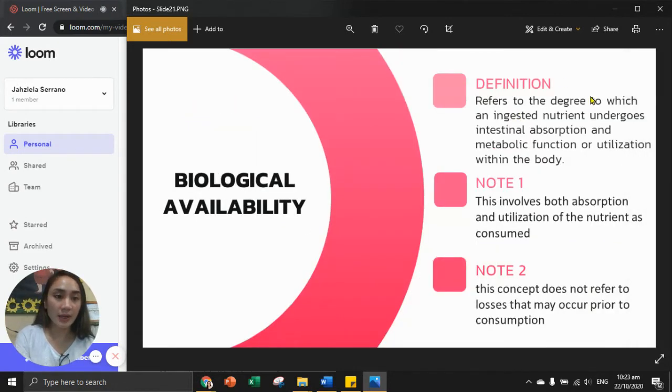So here again, this is the definition of biological availability. Note 1, this also involves both the absorption and utilization of the nutrient as consumed. So once you have consumed the food. Note number 2, this concept does not refer to losses that may occur prior to consumption. So anything prior to consumption is not included. So, this is biological availability. Earlier was losses.